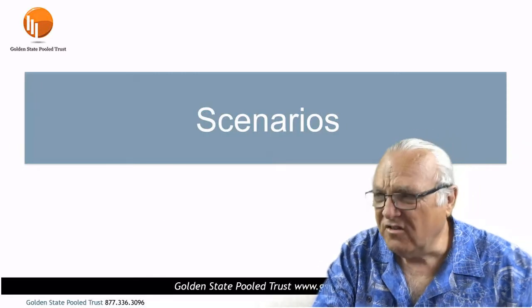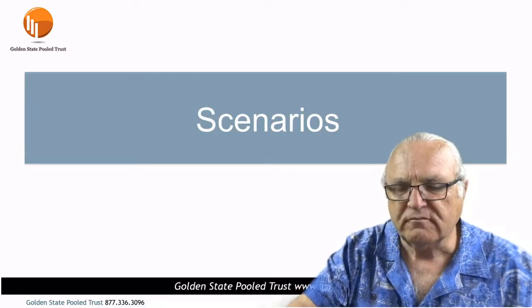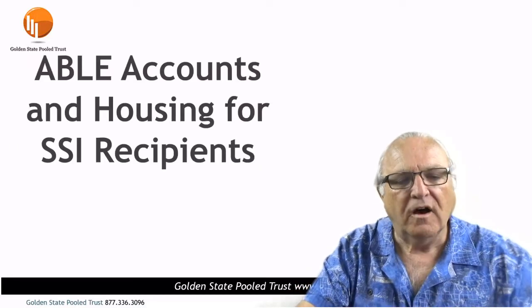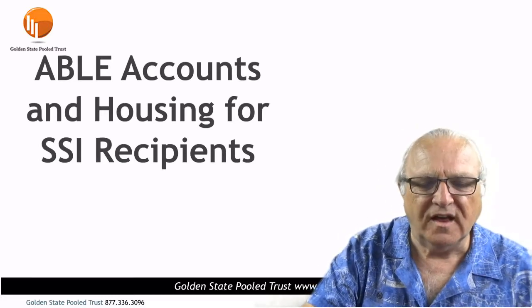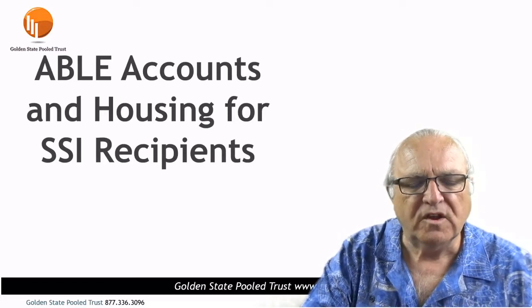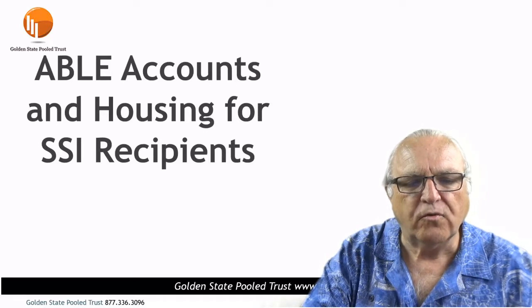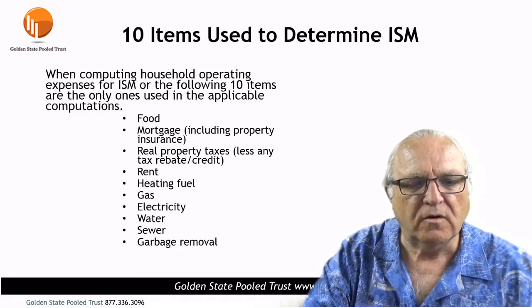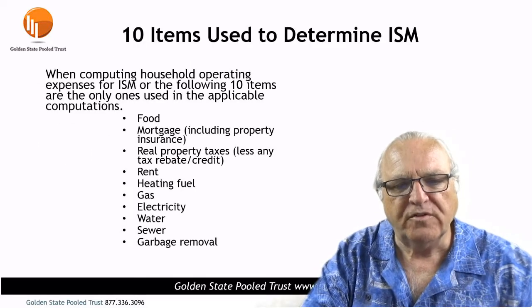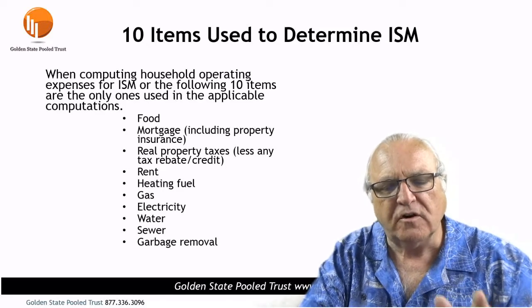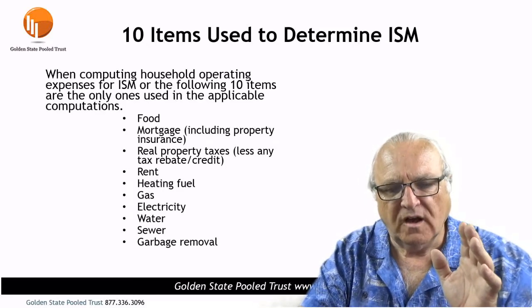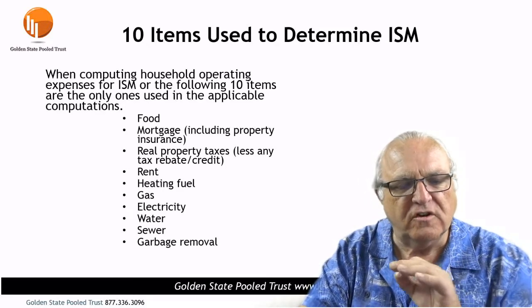So let's go through a few scenarios here. Okay, so one of the biggest things that we deal with here are ABLE accounts for SSI recipients. Okay, now you might remember as we went through this, there are 10 items that are considered ISM distributions.